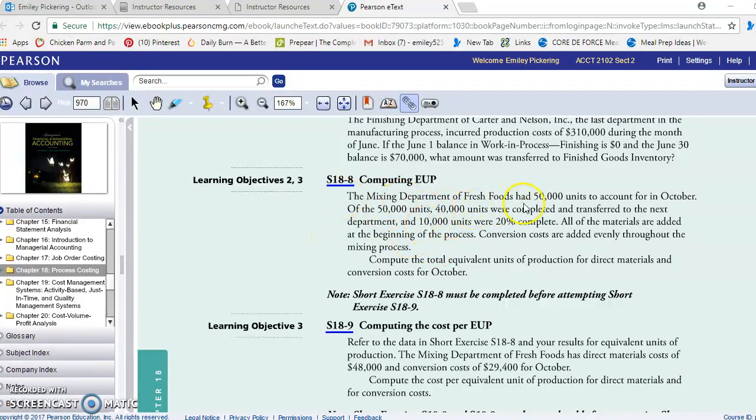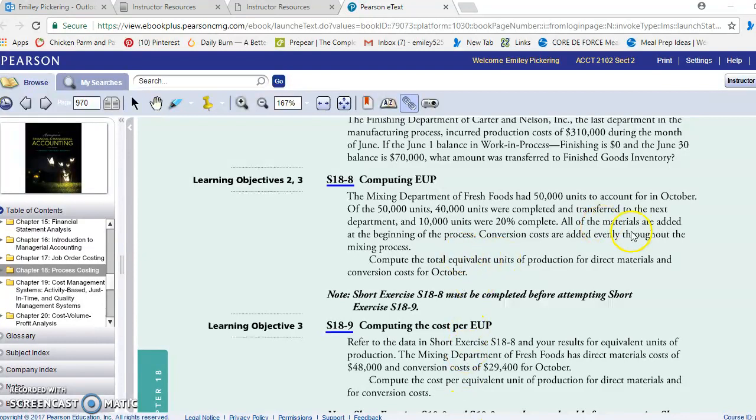So the mixing department of Fresh Foods has 50,000 units in October, and of the 50,000, 40,000 were completed and transferred out, and then 10,000 were 20% complete. All the materials are added at the beginning and conversion costs are added throughout the process. So we want to do the total equivalent units for direct materials and conversion, and they're going to be different.